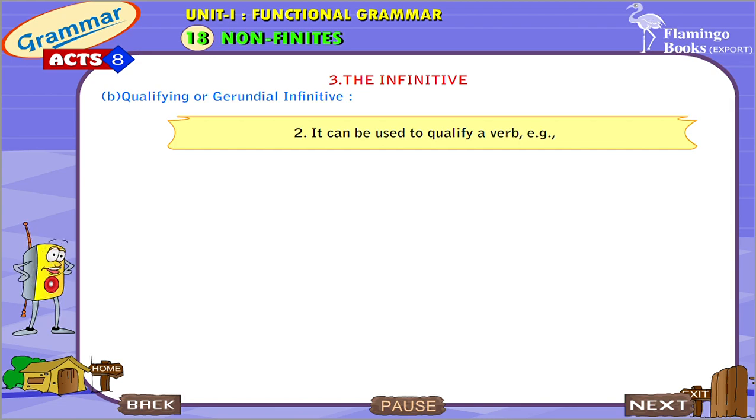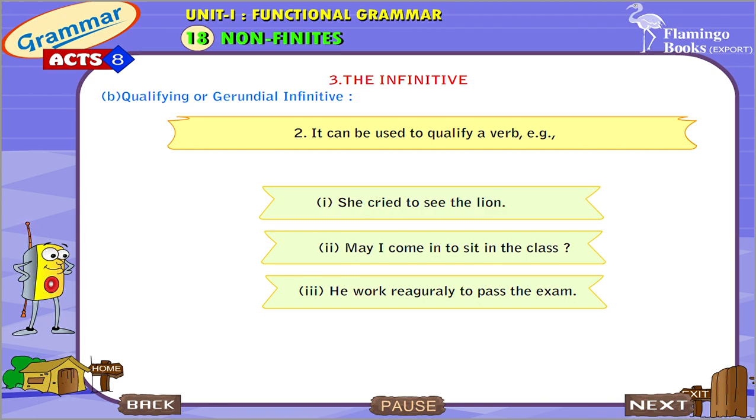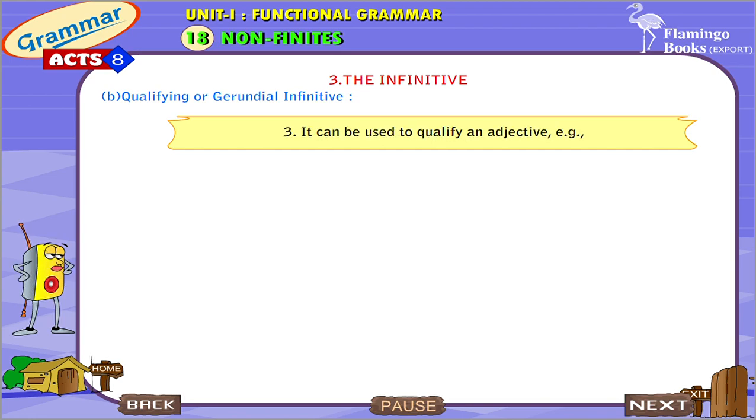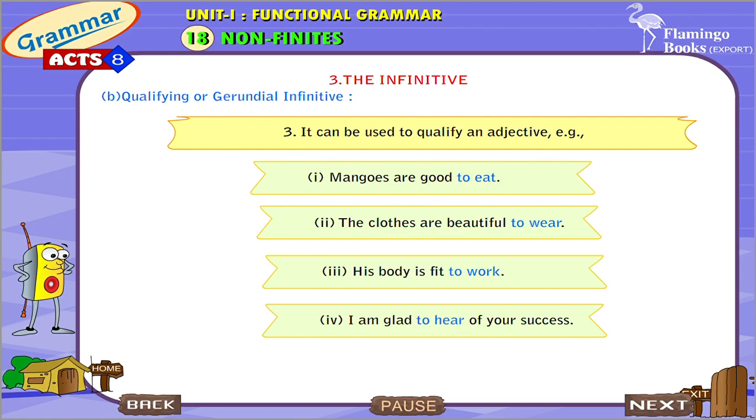It can be used to qualify a verb. Example: She cried to see the lion. May I come to sit in the class? He worked regularly to pass the exam. It can be used to qualify an adjective. Example: Mangoes are good to eat. The clothes are beautiful to wear. His body is fit to work. I am glad to hear of your success.